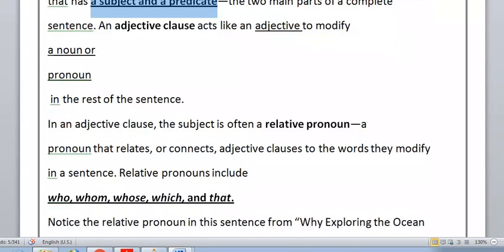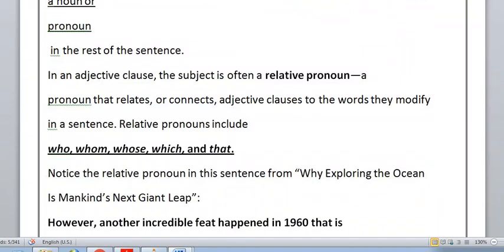Look at this example, more explanation. In the rest of the sentence. All right. In an adjective clause, the subject is often what? Yes, so this is the point that helps you identify which part of the sentence is the adjective clause: when it is a relative pronoun. Remember what relative pronoun means? Yes, relative pronoun. You took this before, like who, whom, whose, which, and that.